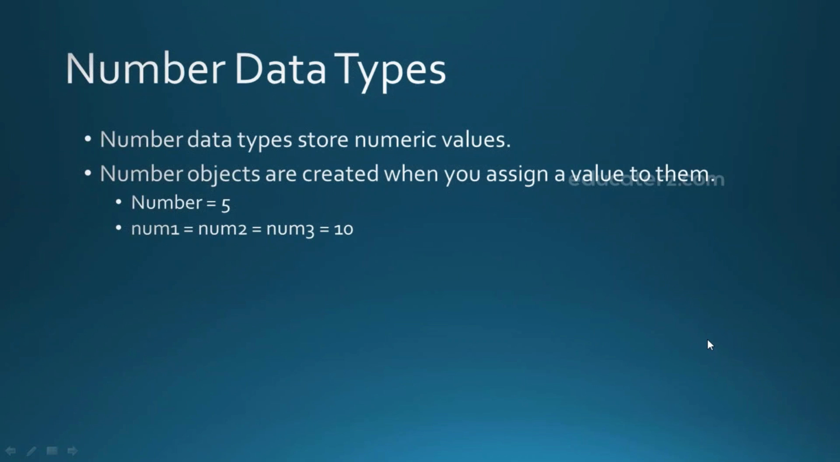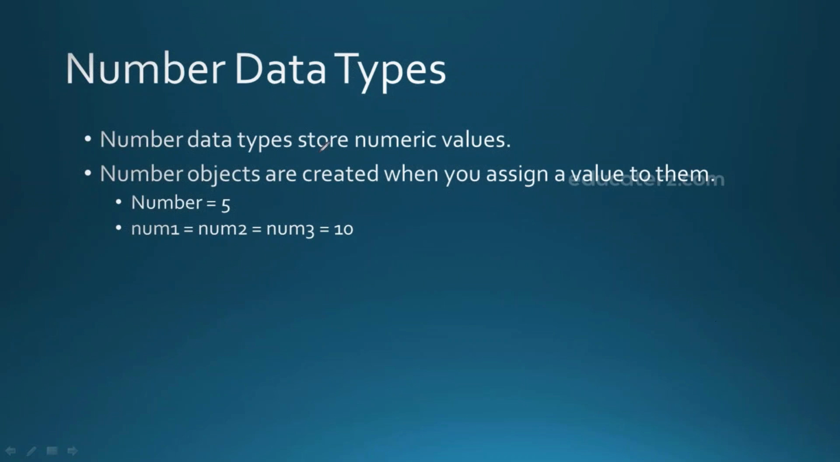These numerical values are of integer type, long type, floating type, decimal type. So we have a certain set of types which are supported by Python, which we will discuss in the next slide. For now, whenever you assign a particular value to a variable, a numerical object will be created and that variable name will be tagged to this particular value.